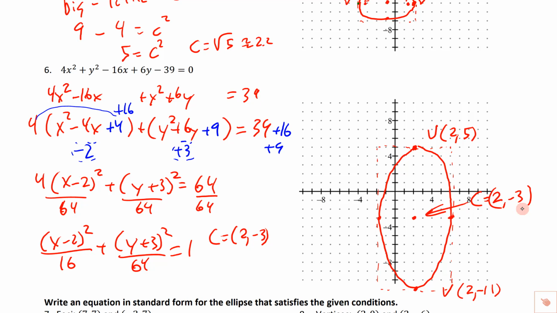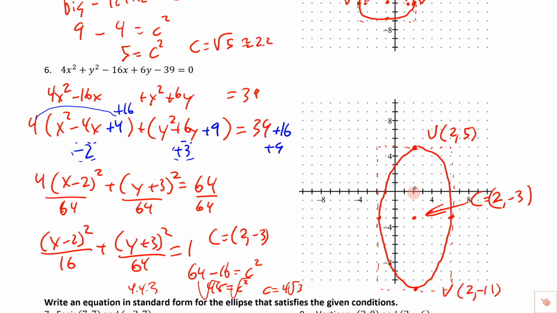And then I need the foci. So the foci, I need to add these, I need to subtract these. So remember, it's the big one, 64, minus the small one, equals c squared. So this is 48 equals c squared. Let's see, that is 4 times 3. So c is going to equal 4 radical 3. And the square root of 48, that is a little less than 7. So we're going to go about 7 units in each direction. So 1, 2, 3, 4, 5, 6, 7. So a little bit more.